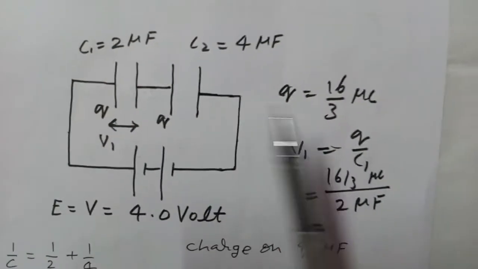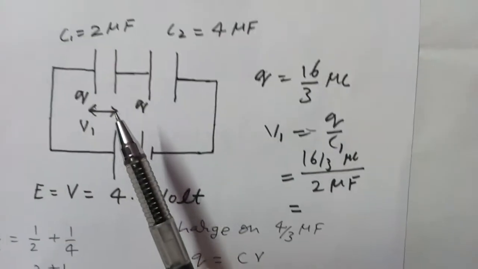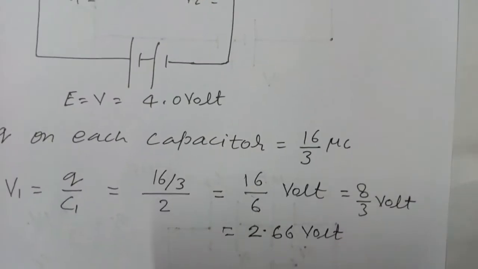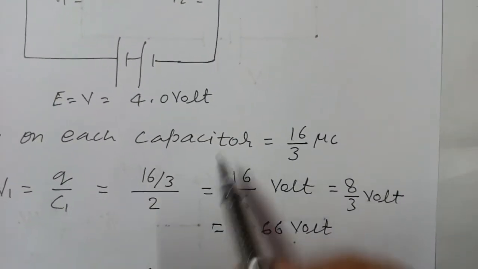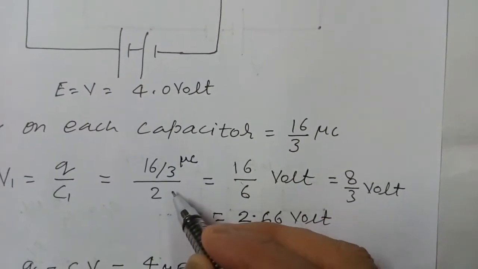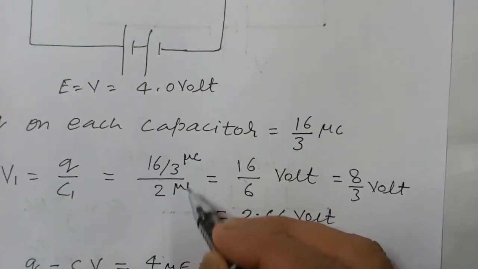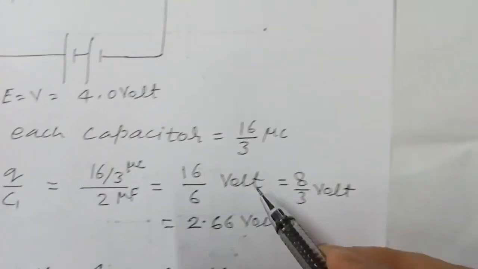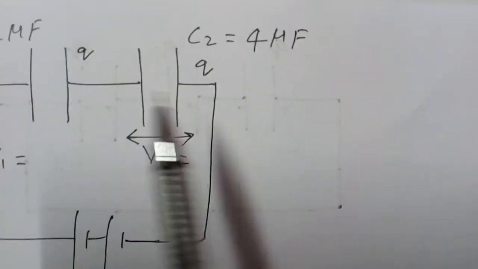So from here we can calculate V1 across first capacitor. V1 is equal to Q by C1. Q is 16 by 3 microcoulomb and C1 is 2 microfarad. Micro cancels and coulomb per farad is volt. So this is equal to 8 by 3 volt or 2.66 volt. Now potential difference across second capacitor.